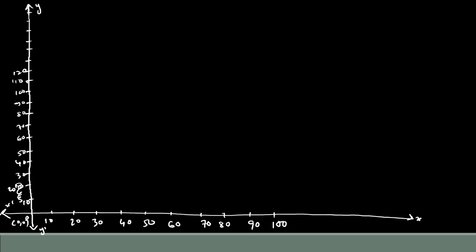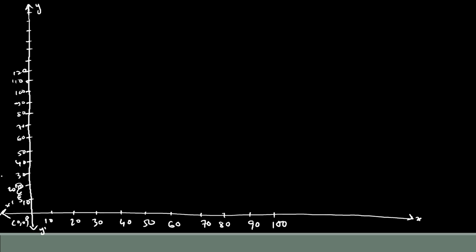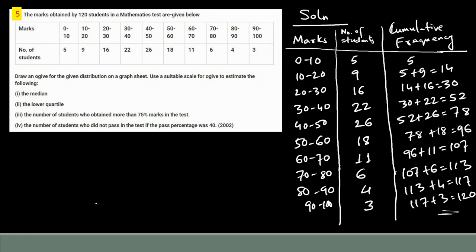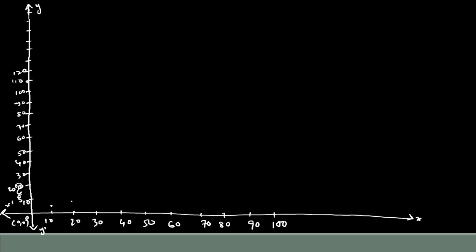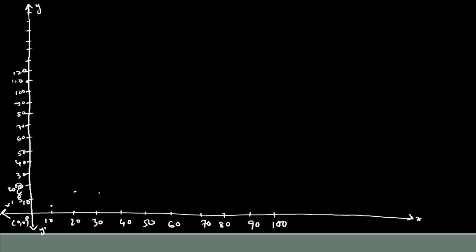Let's say 2 centimeters equal 10 units on the y-axis, and similarly 2 centimeters equal to 10 units on the x-axis. Let's say we did this scaling on the graph paper. Now 0 to 10 is 5, so somewhere in the middle. Next is 14, so this will be somewhere here. 20 to 30 is 30, so this will be somewhere here. 30 to 40 is 52, somewhere here.